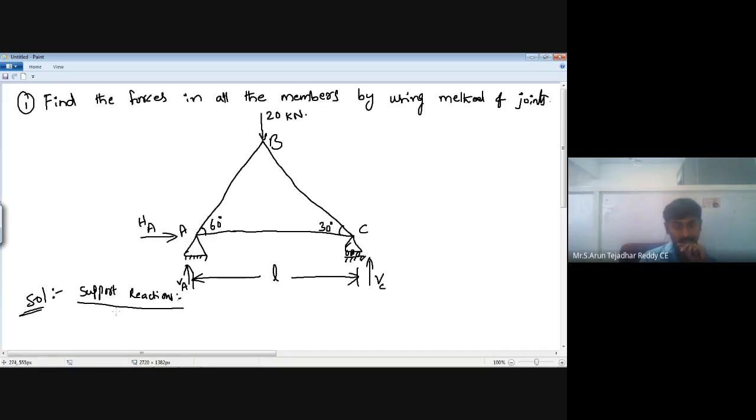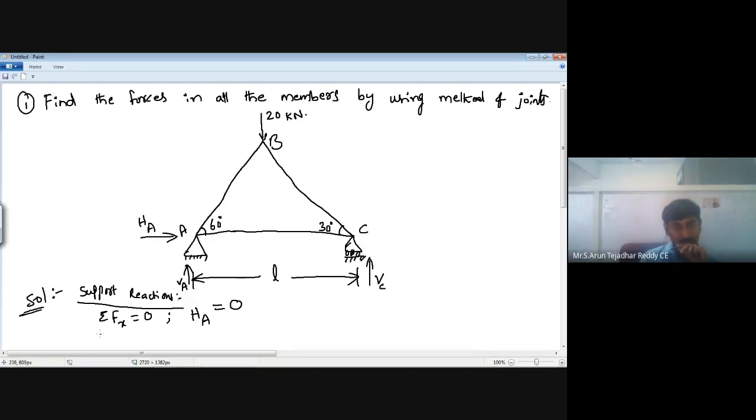First apply the summation of all horizontal forces is equal to 0. In this figure, how many horizontal forces are acting? Only HA. The remaining are vertical forces only. So HA is simply equal to 0.